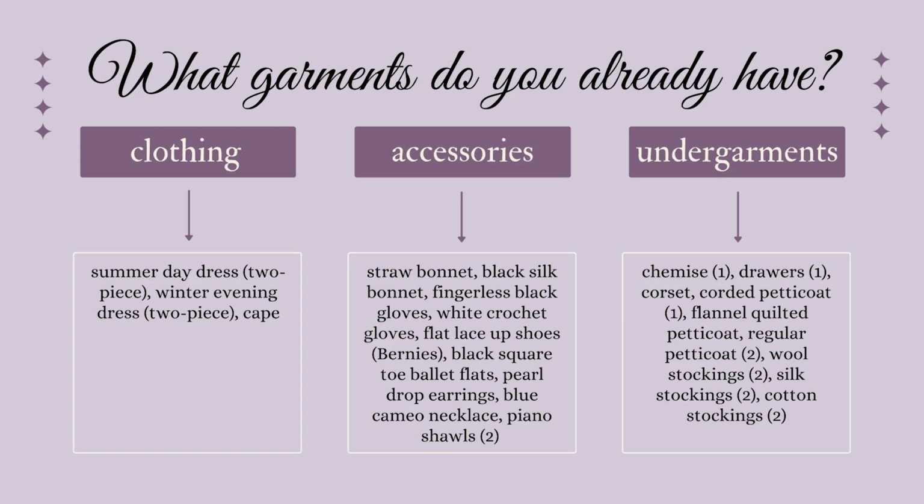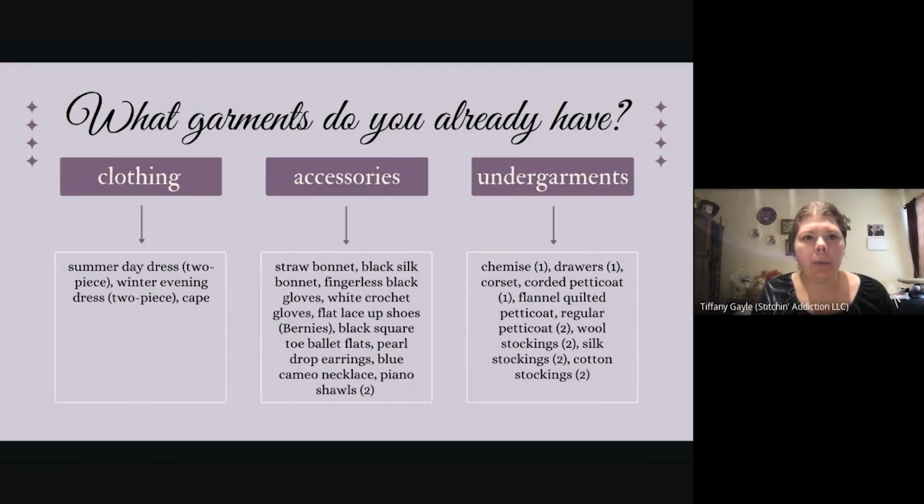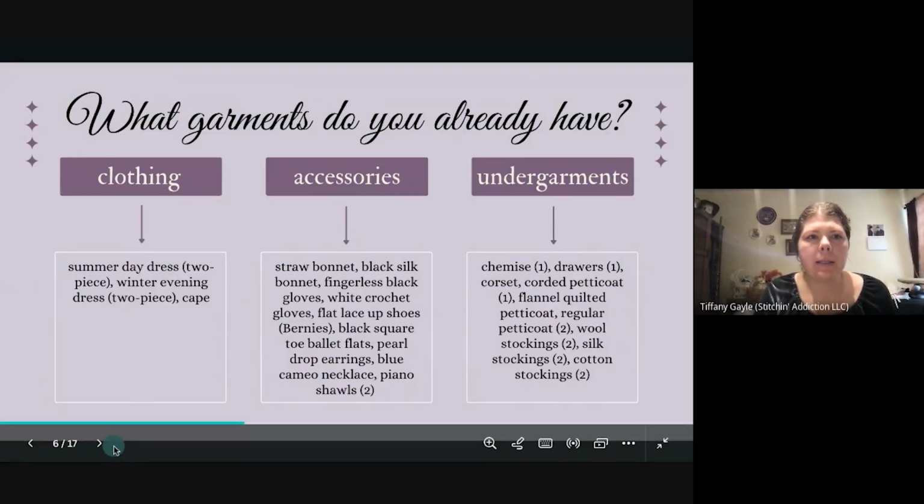So on the next page, you want to brainstorm what kind of garments you already have. For my purposes, I already have the blue summer day dress that I showed a picture of. It is 2 pieces, which is not exactly historically accurate because they would have actually made those in 1 piece, but I did it for flexibility's sake. And then I have the winter evening dress, the red plaid, also in 2 pieces. And then I have a cape. And that's really it that I have for outerwear for 1840s.